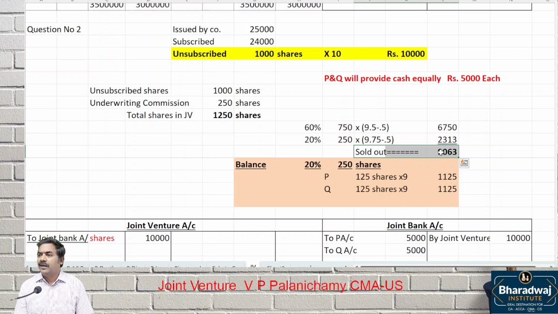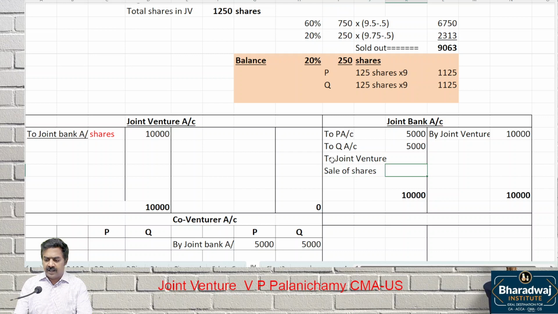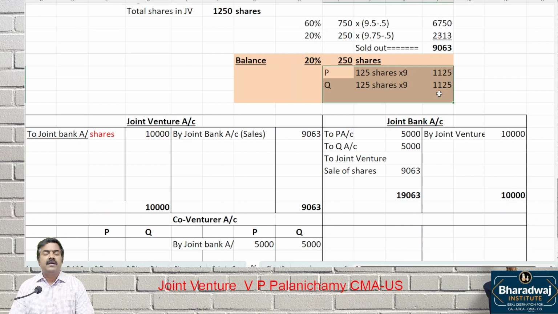This they sold out. How much did they sell? 9063. What is the entry for selling? What is the entry for income? Joint bank account debit to joint venture, income collected for the sale of shares. How much have they sold? 9063. This will come as by joint bank account, sale of shares, 9063. Then balance shares are taken over by P and Q.